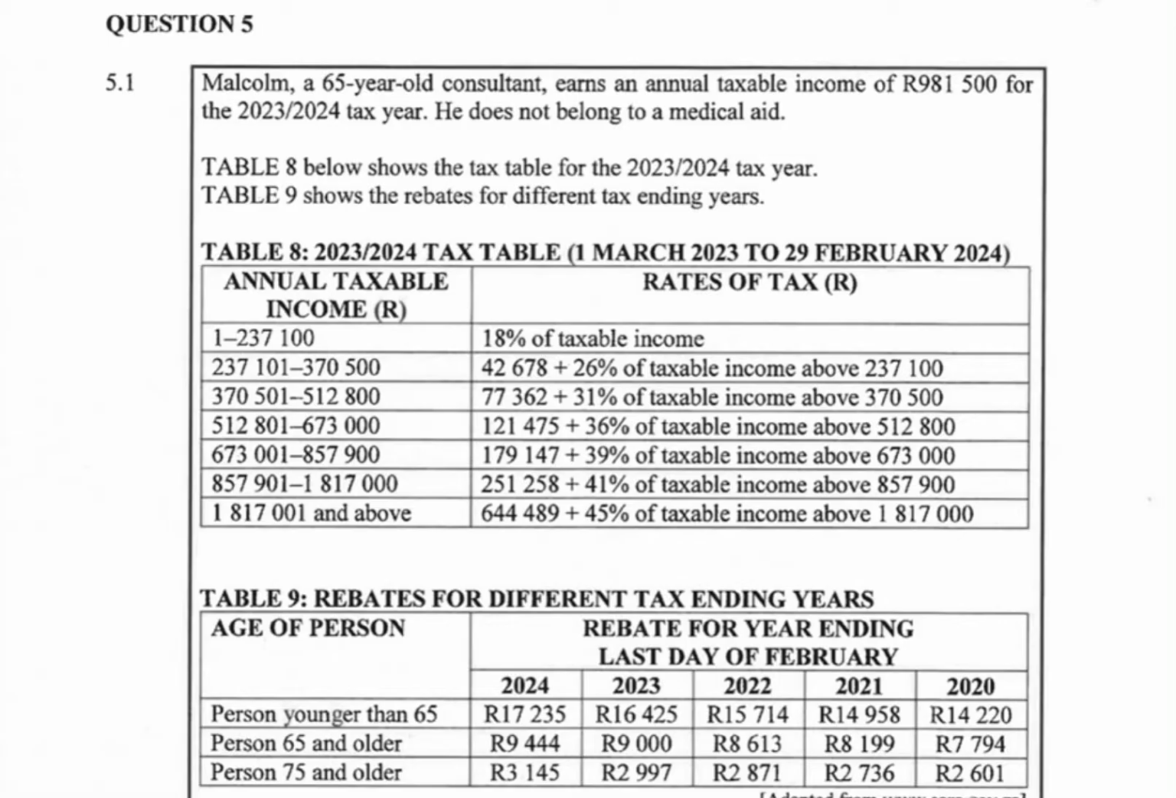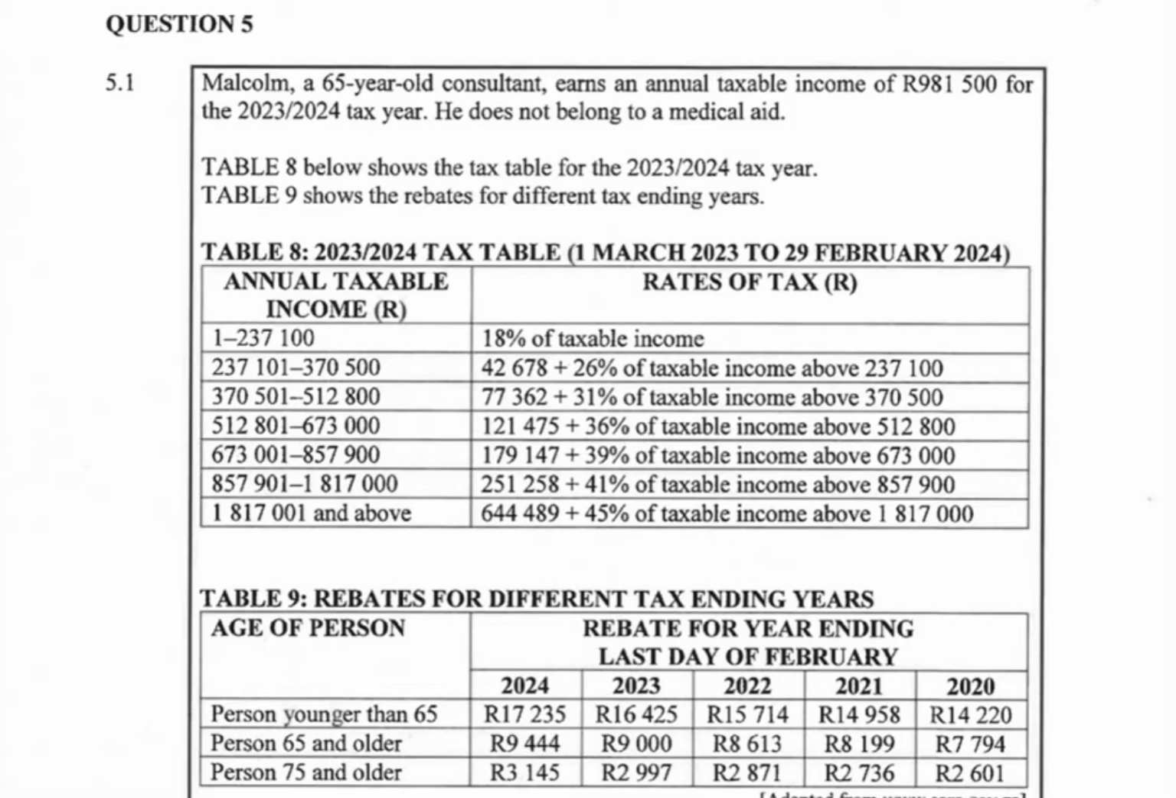It talks about the rebate for different tax ending years. Like I explained before, rebate is a relief for taxpayers. So if you look at our rebates here, we have rebates for the years 2020, 2021, 2022, 2023, and 2024. And sometimes learners get confused when they have this kind of question on which rebate they must use, because we have 2020 up to 2024. You must use the rebate that corresponds with your question.